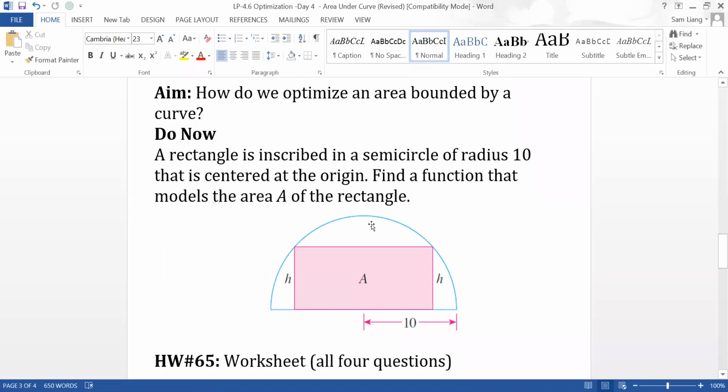If you remember the equation of a circle, it's (x minus h) squared plus (y minus k) squared equals r squared. So you have the center, you have the r value, and then think about what it would mean to find the equation for the semicircle. And then that'll help us find the function that models the area of the rectangle. So take a minute to do that, and then we will discuss.